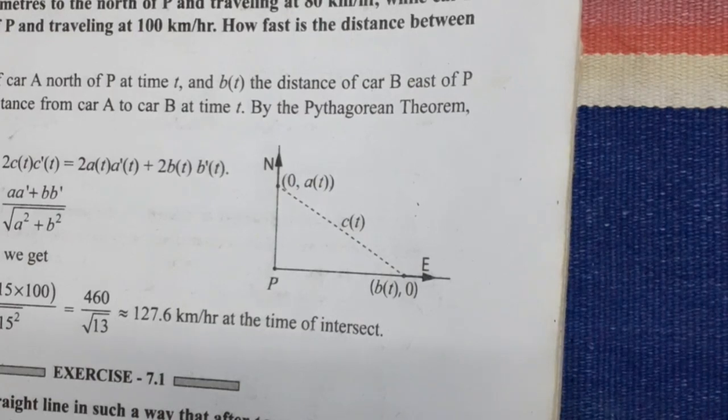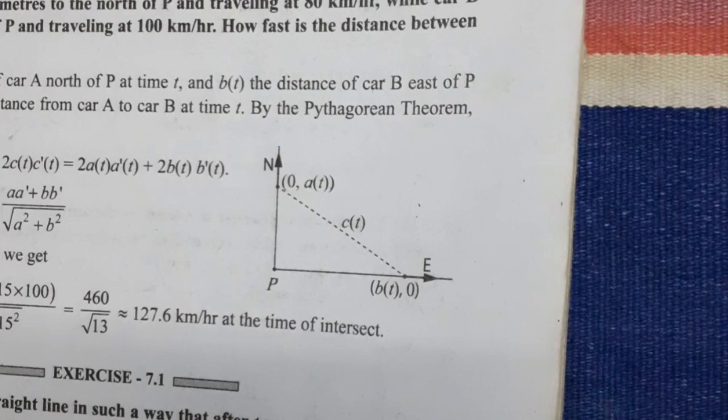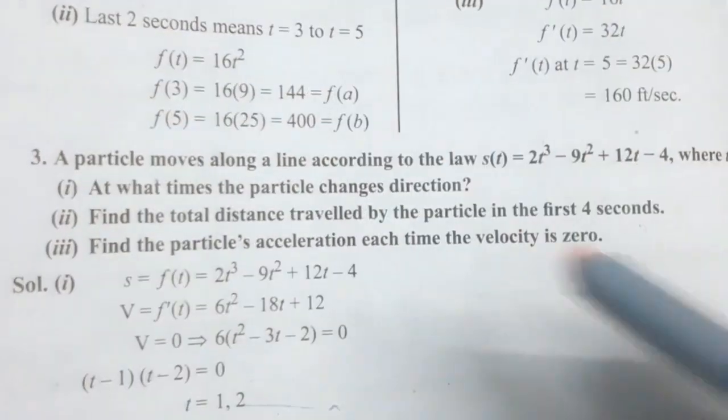So f of t is 2t square plus 3t, and after differentiation we get 4t plus 3. Now substitute in f dash of 3: 4 into 3, because instead of t you substitute 3. 4 into 3 plus 3 we get 15. f dash of 6: 4 into 6 plus 3 we get 27.